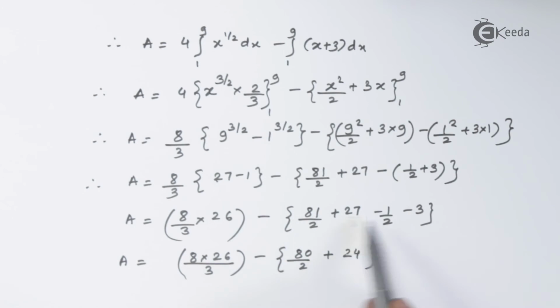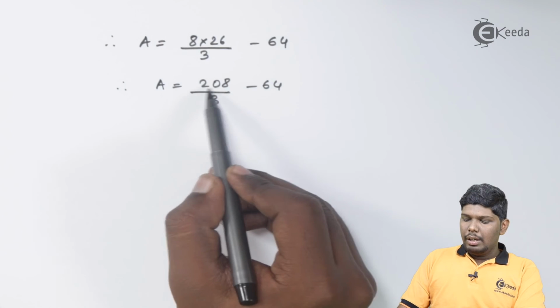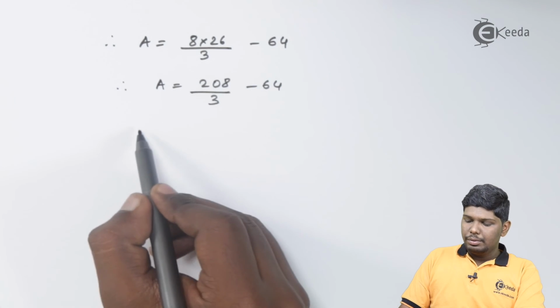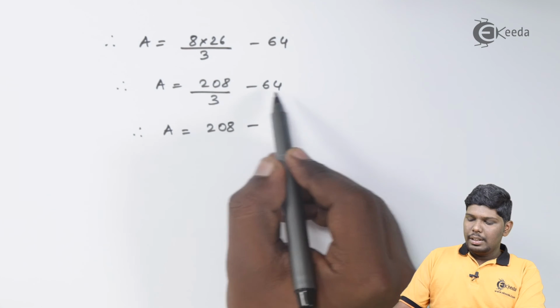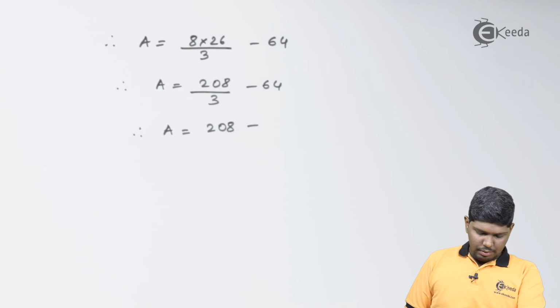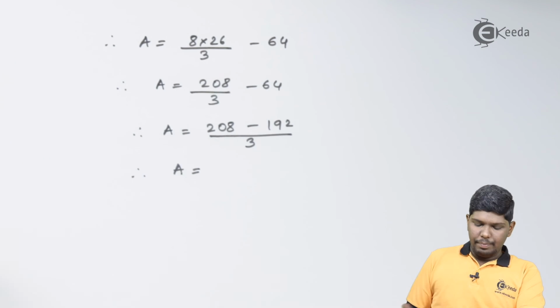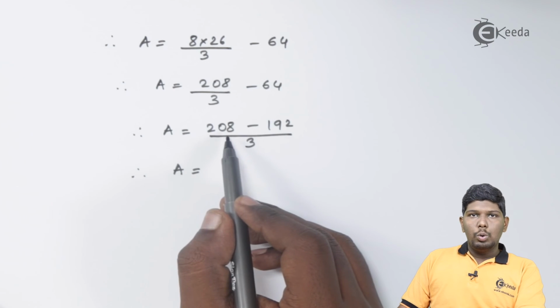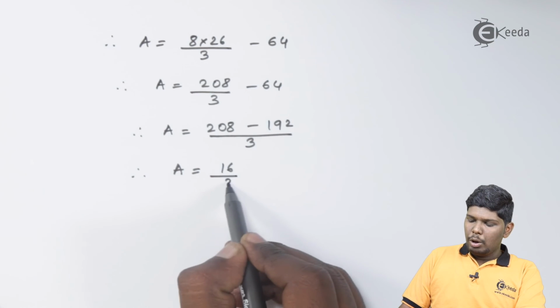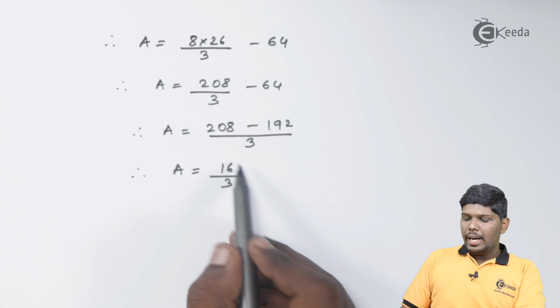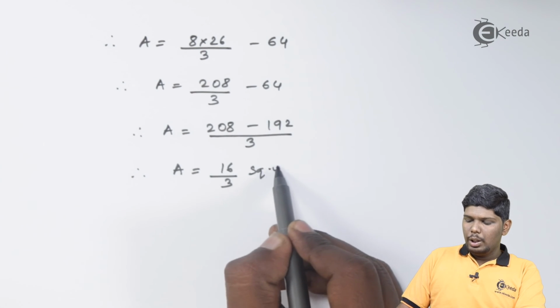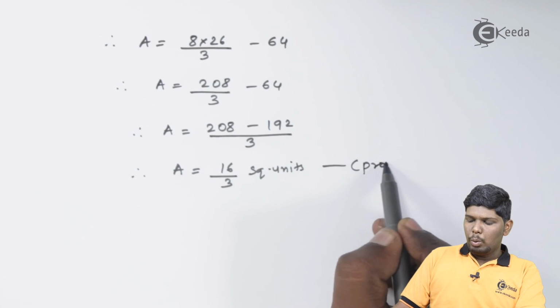In the next step, 81 by 2 minus 1 by 2 will give you 80 by 2, and 27 minus 3 will give you 24. 80 upon 2 will be 40, and 40 plus 24 will give you 64. 8 into 26 will give you 208 upon 3 minus 64. We have 208 minus 64 into 3 will give you 192 upon 3. 208 minus 192 will give you 16 upon 3. Thus the question was asked to prove that the area is 16 upon 3 square units. So this part is proved.